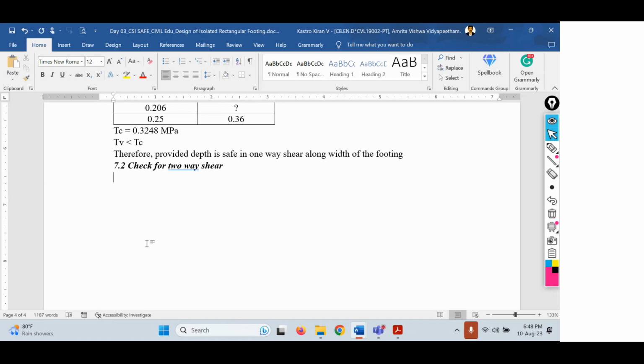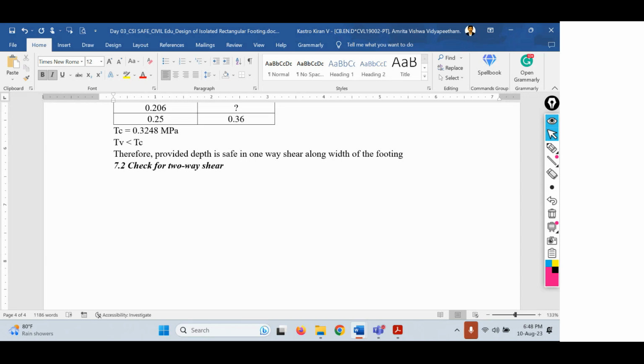Any doubts? Yeah, sir, what if tau v becomes greater than tau c? How do we proceed with the design? You have to increase the depth. All right, that's okay. If you remember, I think in day before yesterday's session, we have discussed that only. So we are going to round off that value to a maximum one, so that if tau v is less than tau c, then it is fine. Whatever depth we have considered, it is safe.